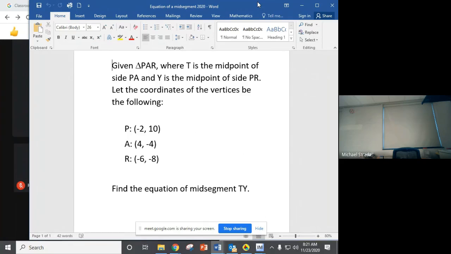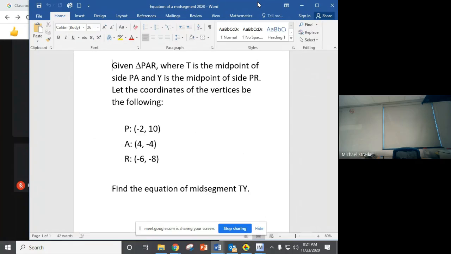Okay, so next it says that T is the midpoint of PA and Y is the midpoint of PR. So PA is over here. So there's that midpoint, which is going to be T. Remember, from earlier in the year, the midpoint is just the average of the coordinates. I'm just going to add up and divide by 2.